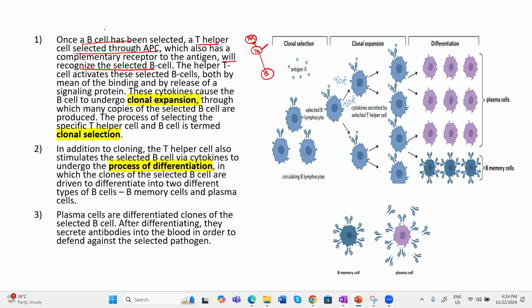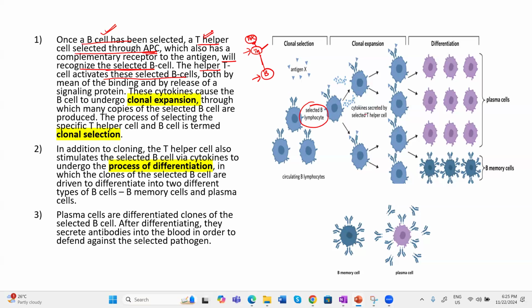Once again, please understand carefully. The B cell which has been selected will interact with the T helper cell, and the T helper cell was selected through the antigen presenting cell. Is it clear? So now T helper cell will recognize the selected B cell. It will then activate the selected B cell. Once the T helper, after its own selection, binds to the selected B cell, then we will say now B cell is activated. So this is a selected B lymphocyte.